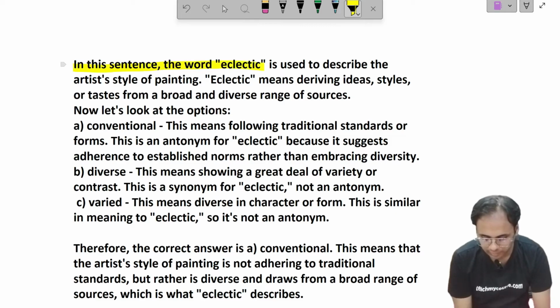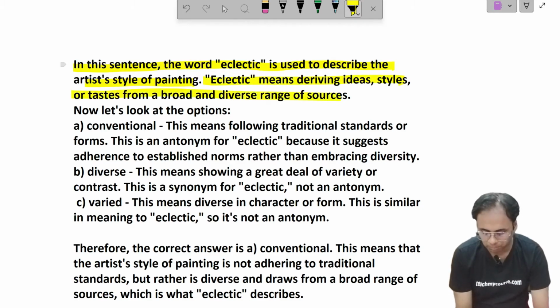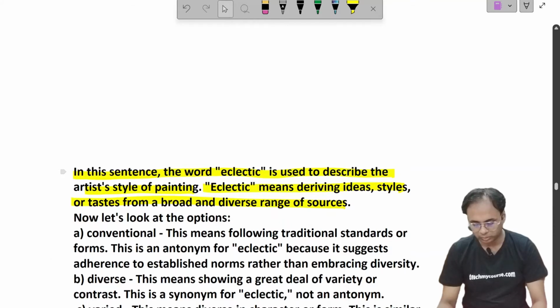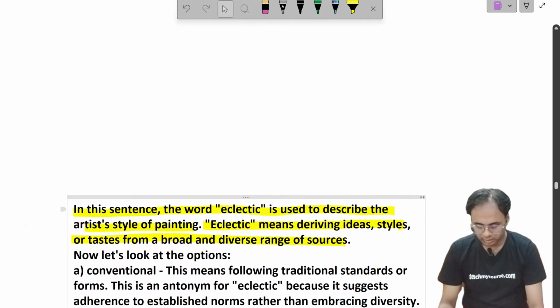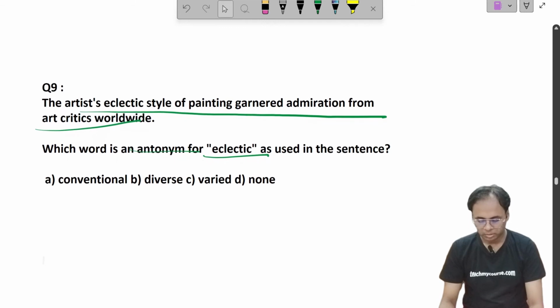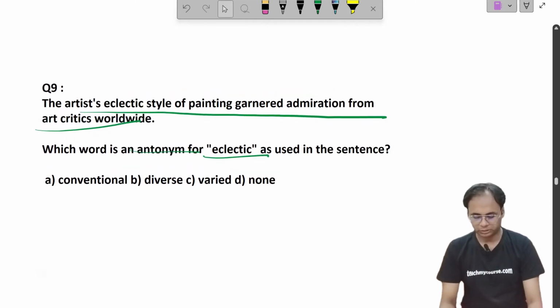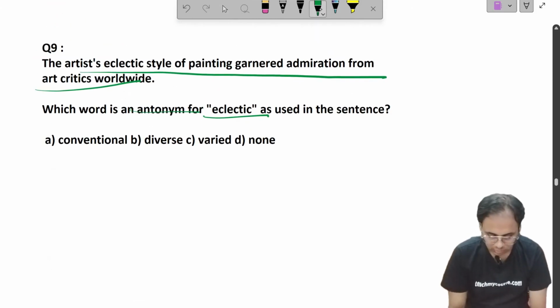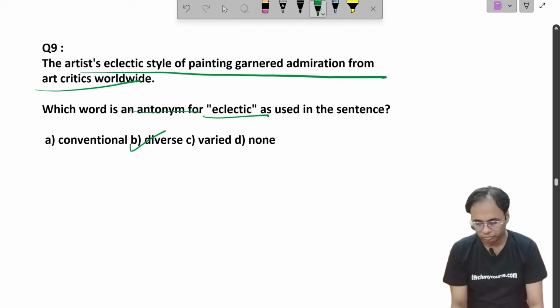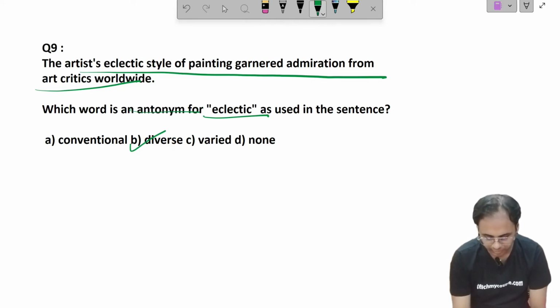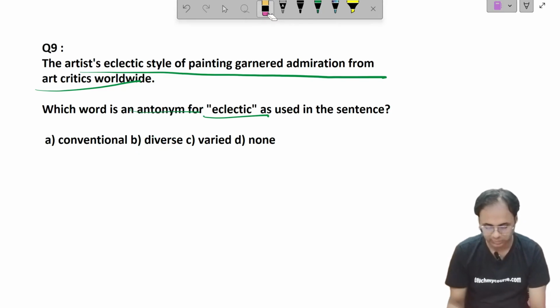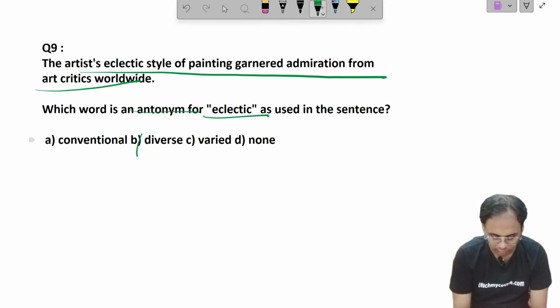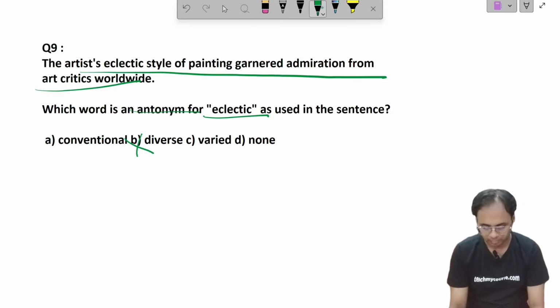So in this sentence, the word eclectic is used to describe the artist's style of painting. Eclectic means deriving ideas, styles or tastes from a broad and diverse range of sources. Okay. So what does eclectic mean? Deriving ideas from a diverse range of sources. At first look, we have straight away a meaning which is diverse, which is a synonym and not an antonym. So obviously this cannot be the answer. We have to just cross this out, diverse, because it has a similar meaning.